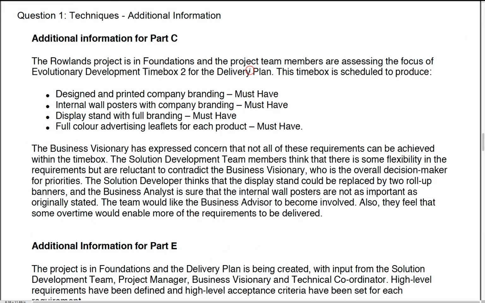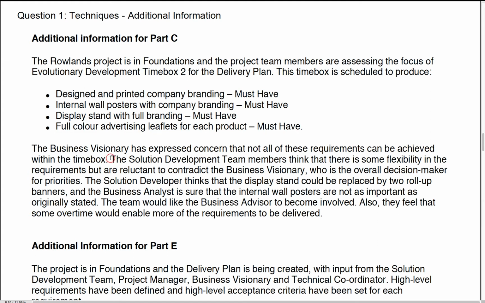So Rolling's projects and foundations. Assessing and focus on the time box 2. And there are 4 items in here, 4 requirements, all must-haves. The Visionary has expressed concern that not all these requirements are achieved in the time box. The SDT think there is some flexibility in the requirements but are reluctant to contradict the business visionary decision maker. The solution developer thinks the display stand could be replaced by 2 roll-up banners.